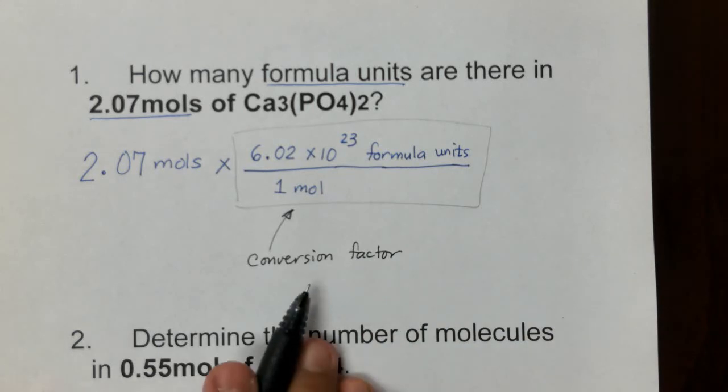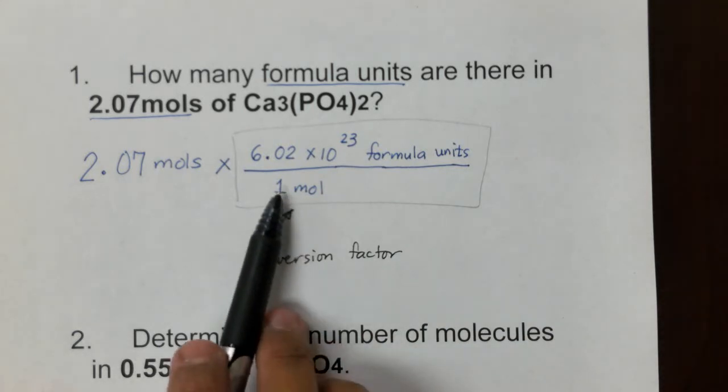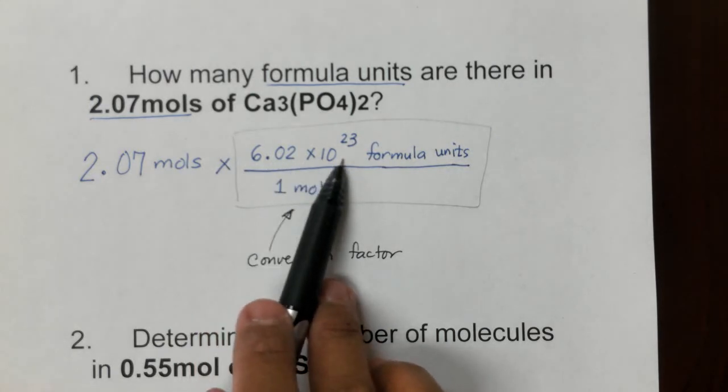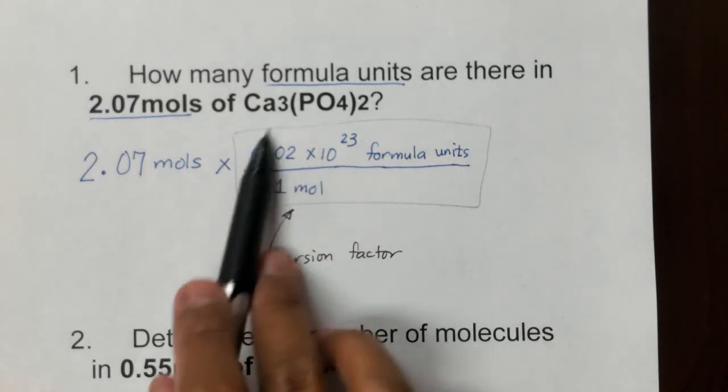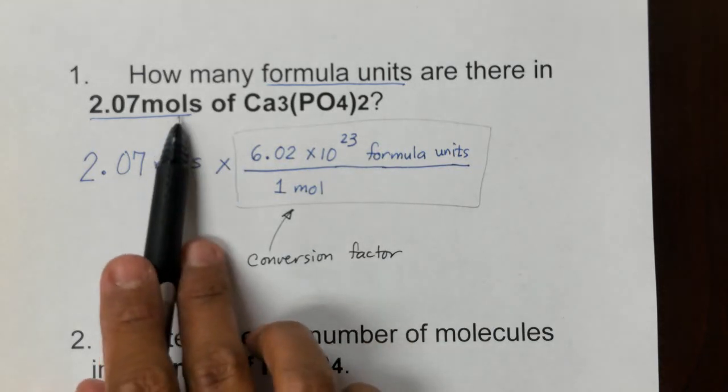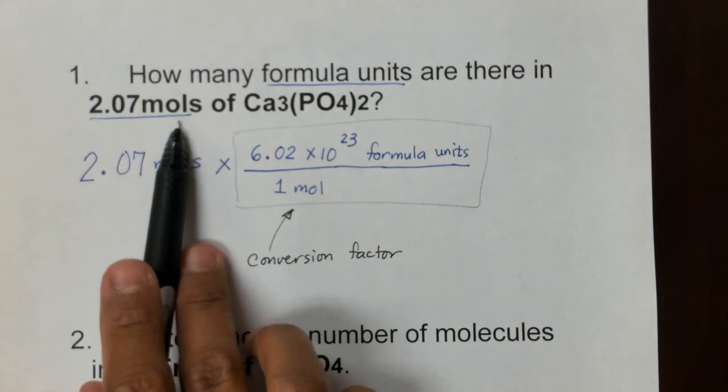A conversion factor is an equivalent of 1 mole. So 1 mole is always having this particular value, and we said it's a fixed value. So this serves as our conversion factor to be able to answer how many particles are there in this given mole that we are given in this problem.